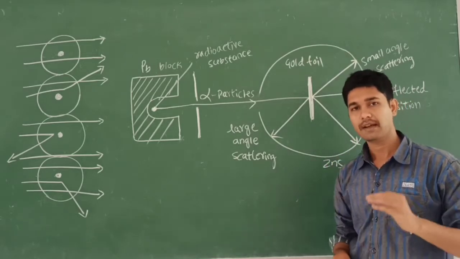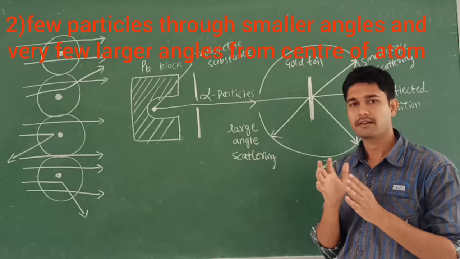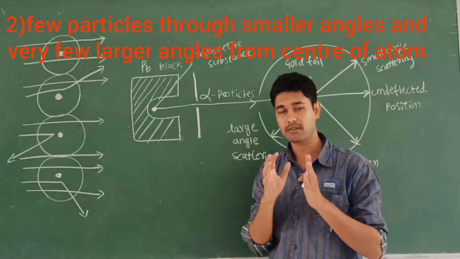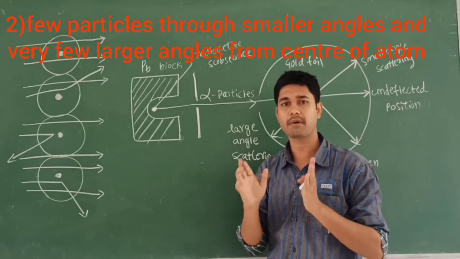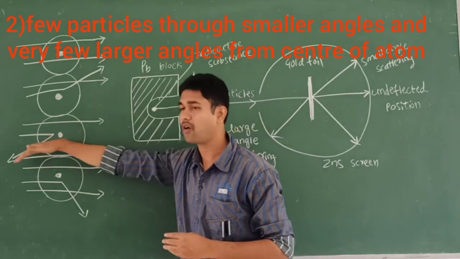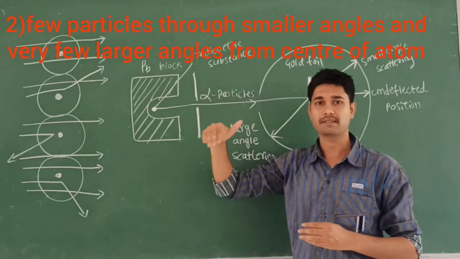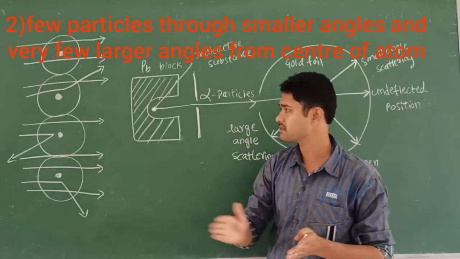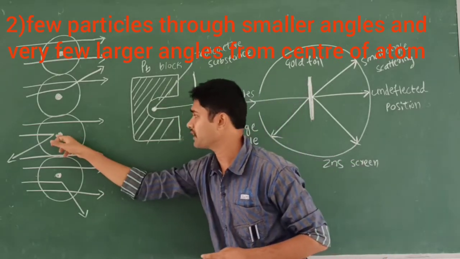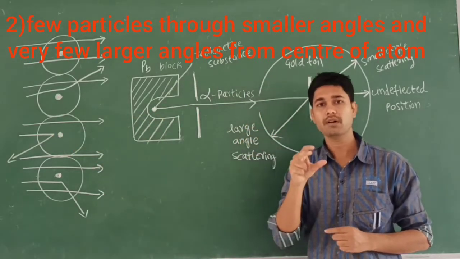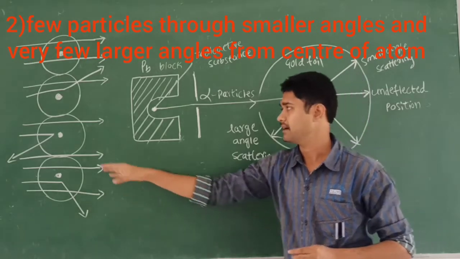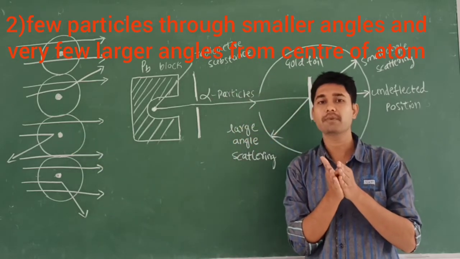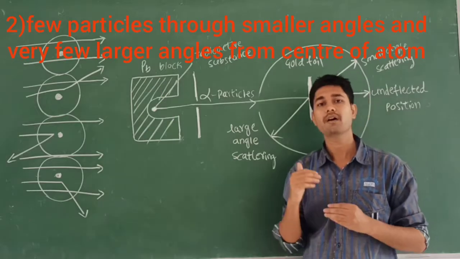The second conclusion says that only some of the particles were deflected by small angles, and a smaller part of the particles were deflected by very large angles, nearly 180 degrees. When you look at this deflection, whether smaller or larger angles, it is from the center of the atom. So he says that all the protons are centered, and that's why some of the rays are deflected from the center of the atom. He concludes like this.